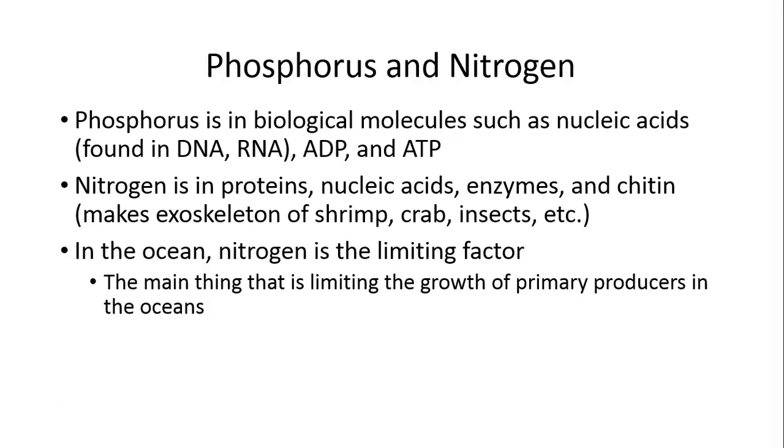So in the ocean, nitrogen is the limiting factor. That means that nitrogen is in low concentration as compared to phosphorus. So the main thing that is limiting the growth of primary producers in the oceans is nitrogen.